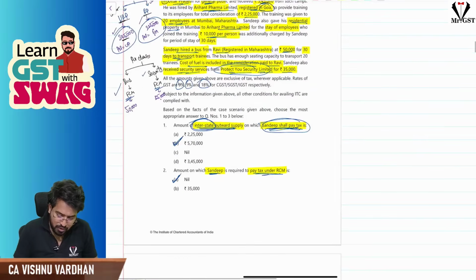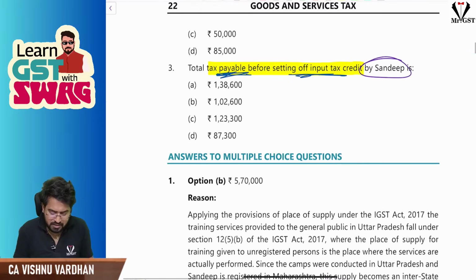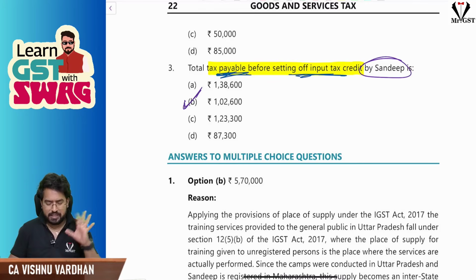5,70,000 into 18% GST, because they did not give any bifurcation, and of course IGST interest. So it is 1,02,600. Hope you have understood that. That is the case scenario. Very simple one, easy one.